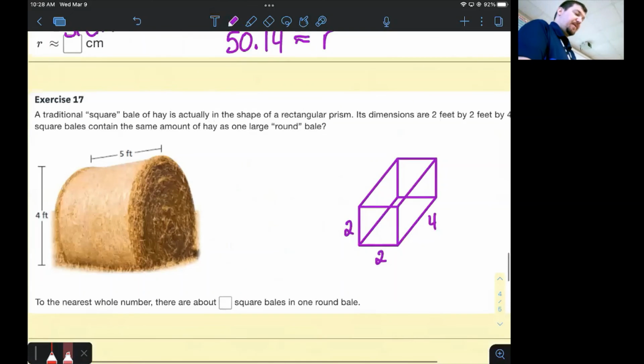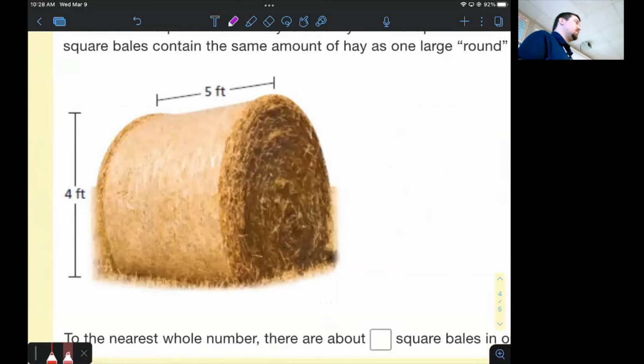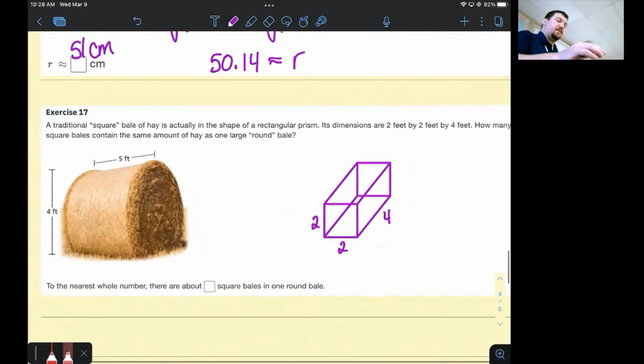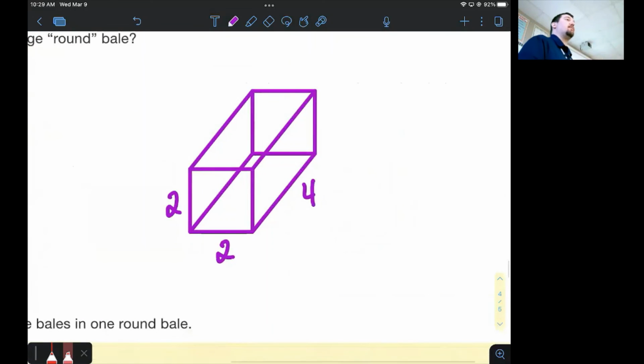This is a round bale of hay. You probably have seen these out in the fields. A round bale of hay has its own dimensions. What shape is it in? Cylinder, exactly. So it wants us to tell how many of the square bales of hay would fit inside a cylinder bale, a circle bale of hay. In order to do that, I'm going to need to know the volume of both.